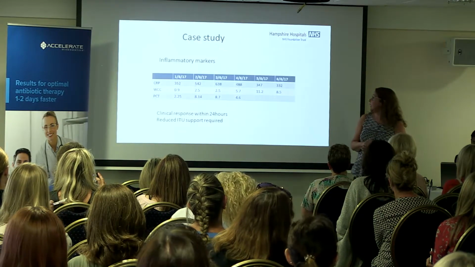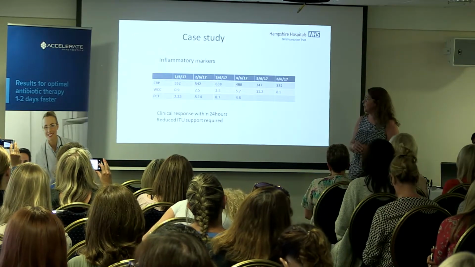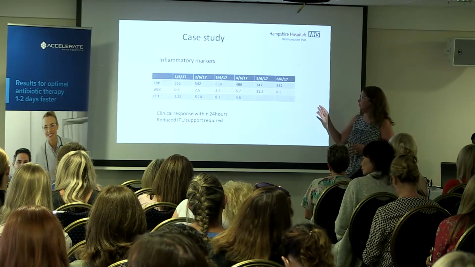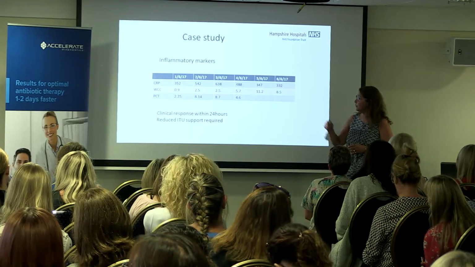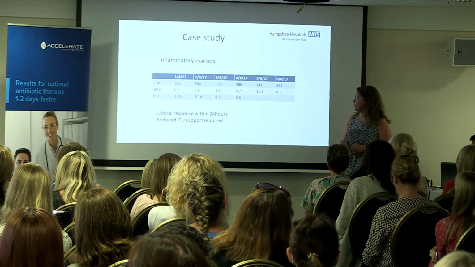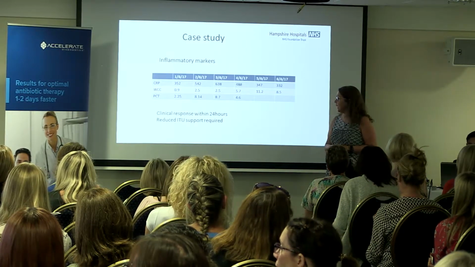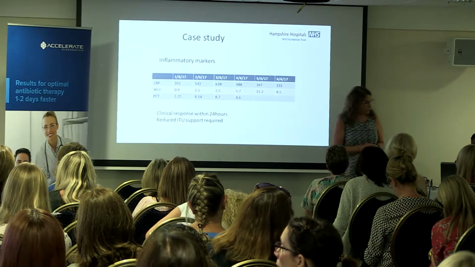Anyway, the patient improved within 24 hours. I'll just put up some of her markers there. You can see her CRP got right up to 638, but once she was on the meropenem, it started to come down. Her white cell count picked up from being neutropenic, and her procalcitonin started to drop from a high of 8.7. And she was out of ITU by the end of the 4th of June.